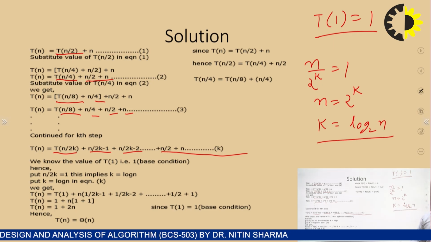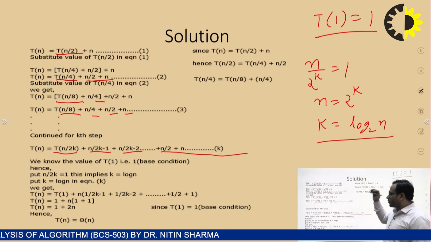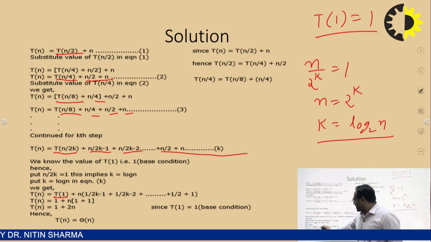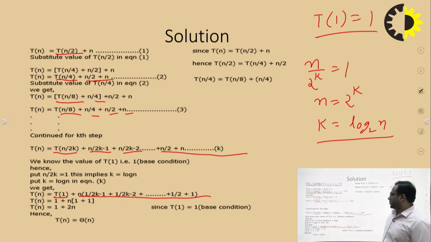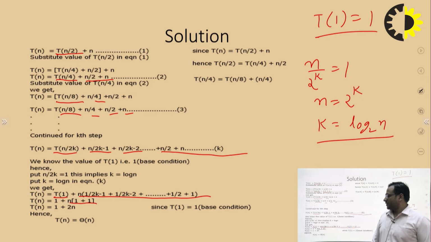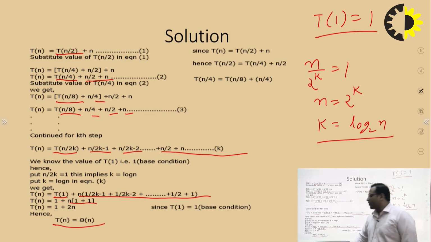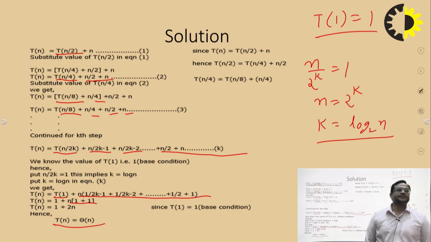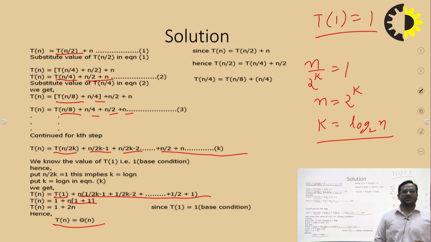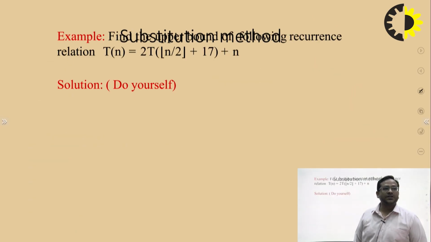This is the way you can calculate the value of k, and now you can put the value of k inside the equation. So you can see this is becoming 1 and n is common here. And if I put the value k is equal to log n here, it is coming like 1 plus 1. So the final answer is Tn is equal to big O of n. Got my point? So this is the way you can solve the recurrence relation by using the substitution method.